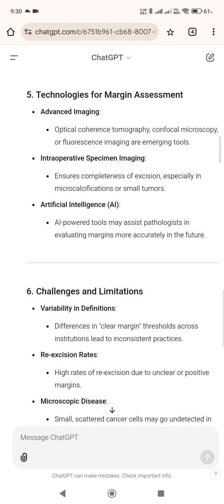5. Technologies for margin assessment. Advanced imaging. Optical coherence tomography, confocal microscopy, or fluorescence imaging are emerging tools. Intraoperative specimen imaging ensures completeness of excision, especially in microcalcifications or small tumors. Artificial intelligence, AI. AI-powered tools may assist pathologists in evaluating margins more accurately in the future.